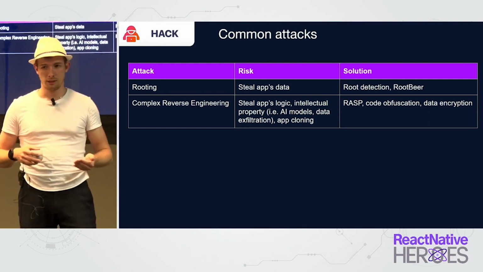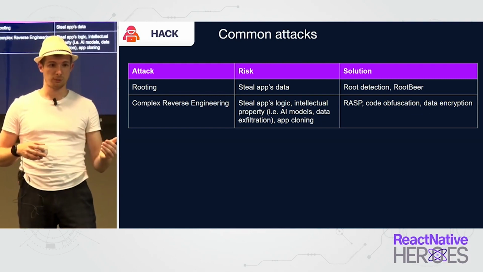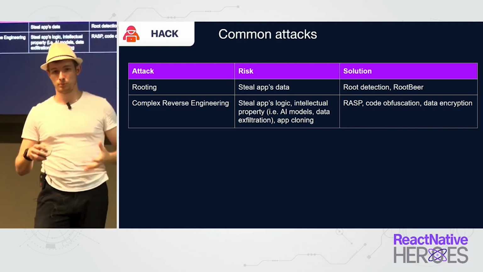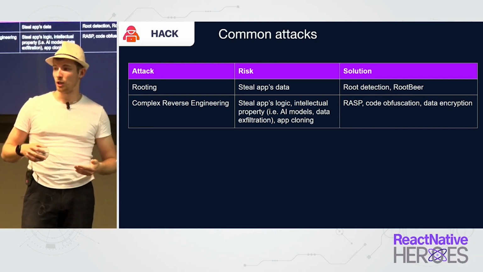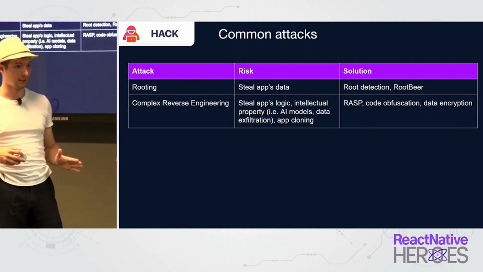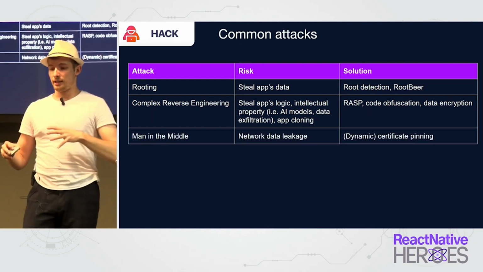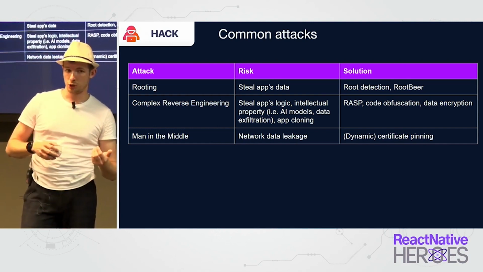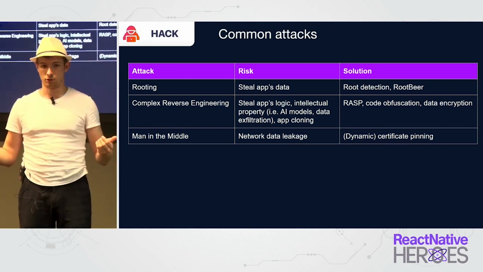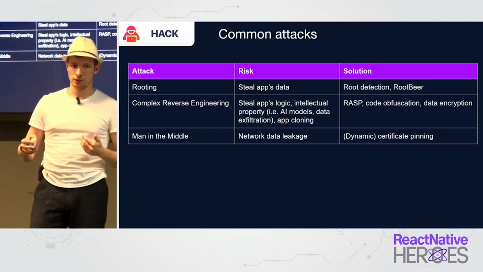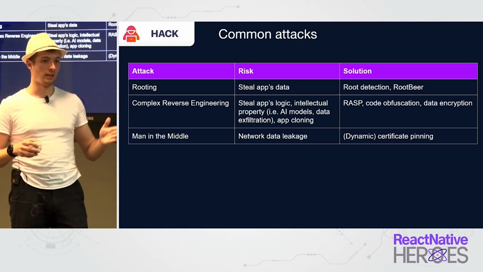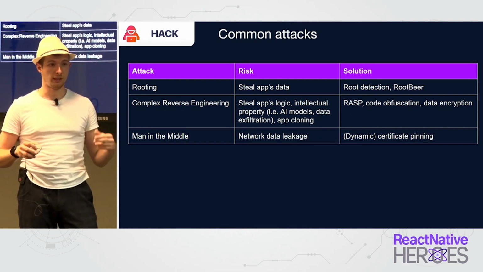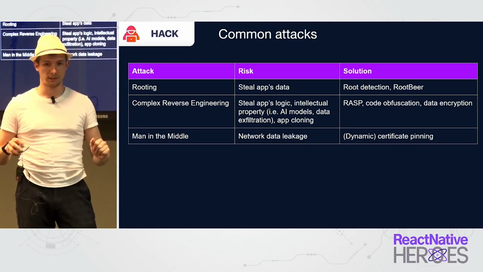For this case, you need to employ some kind of RASP technology, which you will see later, and you also probably need some code obfuscation or encryption of data, etc. Then you have attacks like man in the middle, where someone is in between your application, your client, and your backend. In that case, you need to employ some kind of certificate pinning and other techniques, which I will show you at the end, called app attestation.